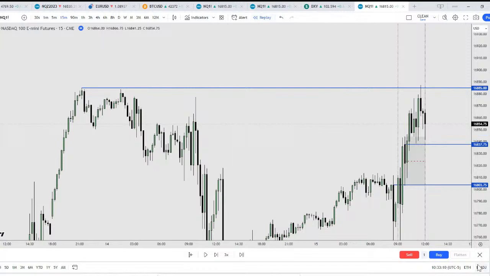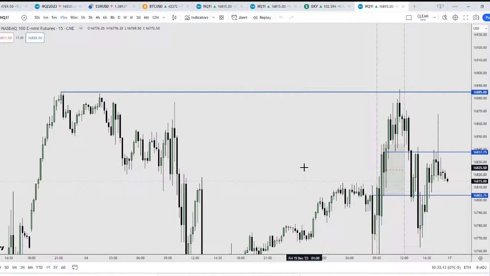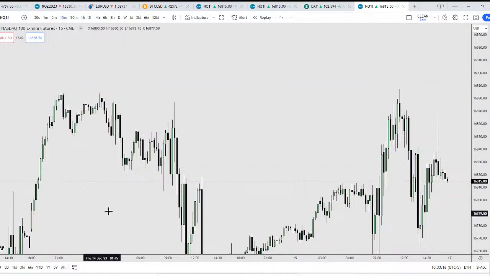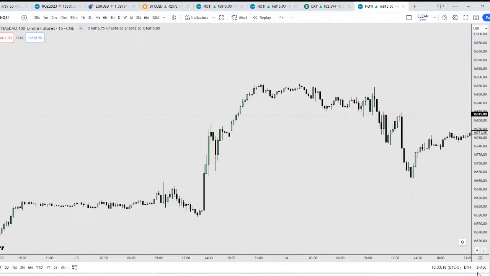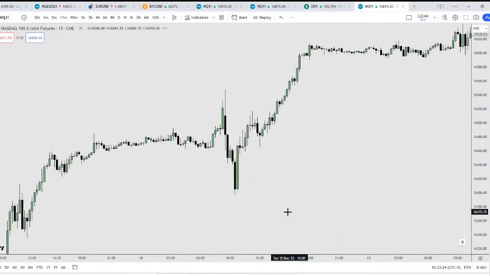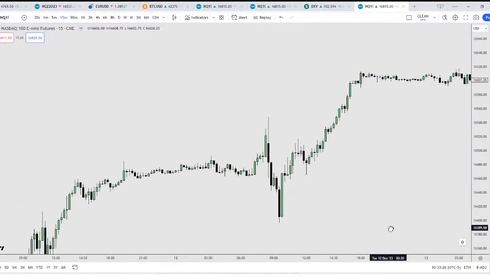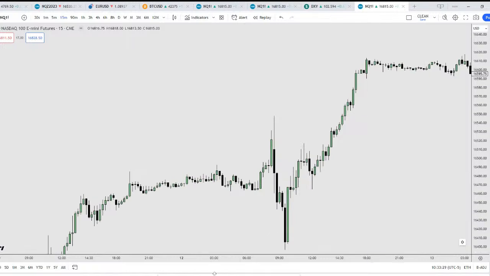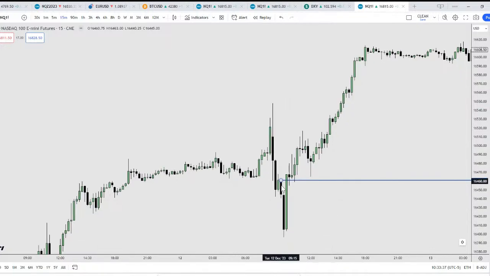I'm going to exit the replay here. Let me see if I can find another example. I think it's on the CPI day. Yep, right here. Same thing down here. These two down close candles took out this low, took out this swing low as well, and this low here. And price closed above this candle here.